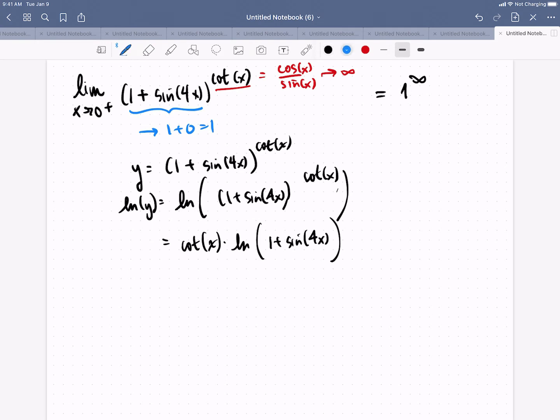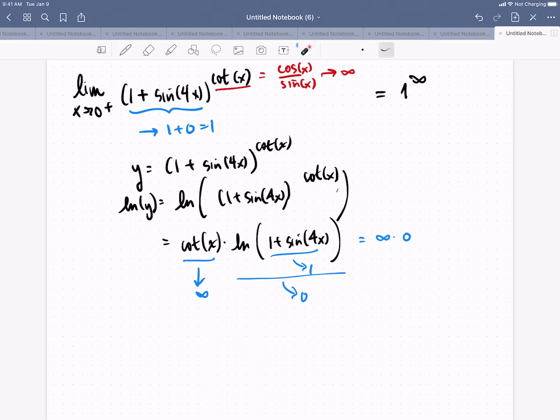So what's happening here? This is going to 1. Therefore, this whole thing is going to 0. And this is going to infinity. So infinity times 0 is another indeterminate form. I'll write that over here. Infinity times 0. To use L'Hopital's rule, we need to have an indeterminate form of type 0 over 0 or of type infinity over infinity.